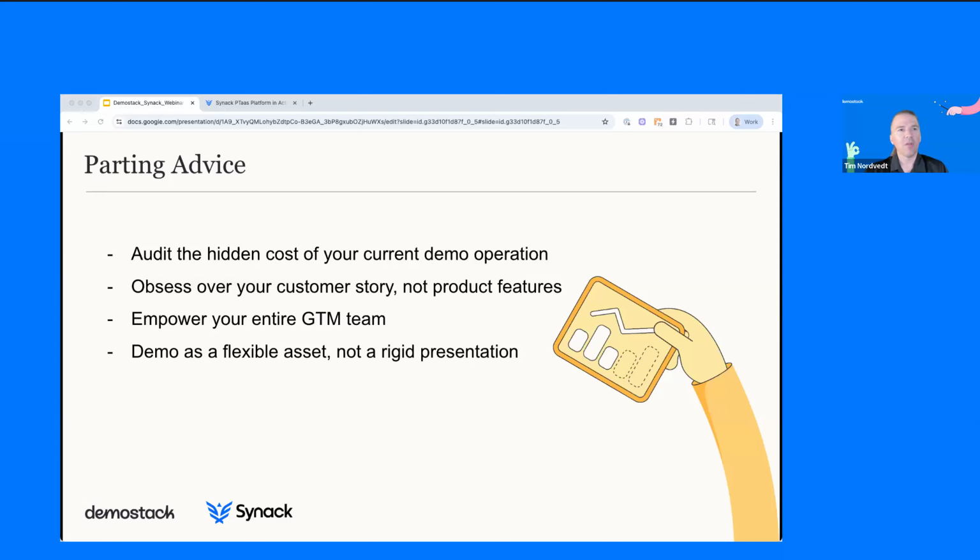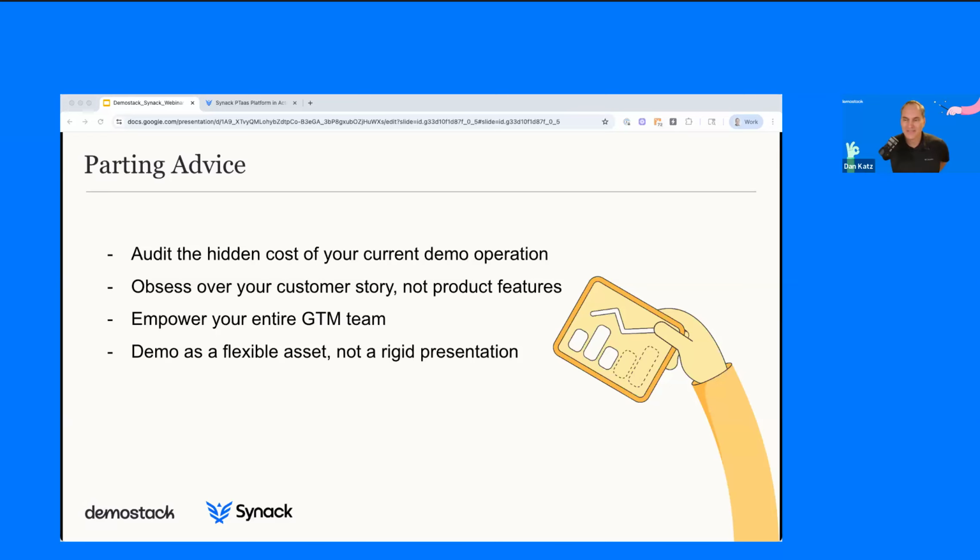And then finally, along similar lines, think of your demo as a flexible asset, not a rigid presentation. If all you're using the demo for is a point-in-time demo to a customer, it could be so much more than that. It can be embedded in your website. You can put it in an email. You can tailor it within seconds for any conversation. When you do that, it really becomes a massive growth lever for the entire business.